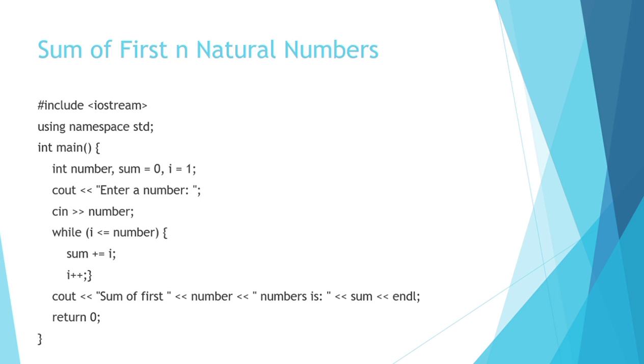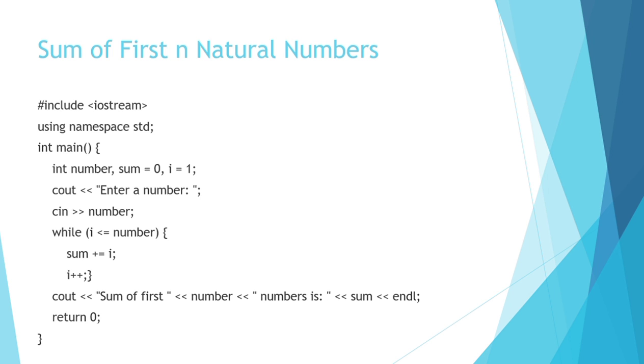Variable declarations. int number declares an integer variable number that will hold the user input, the number up to which the sum is calculated. int sum = 0 declares an integer variable sum and initializes it to 0. This variable will hold the running total of the sum of numbers.